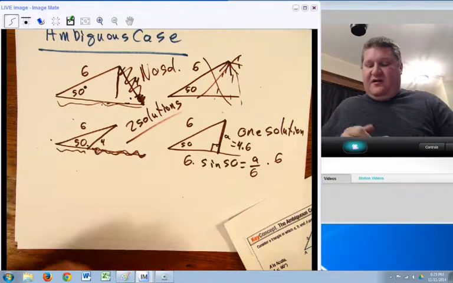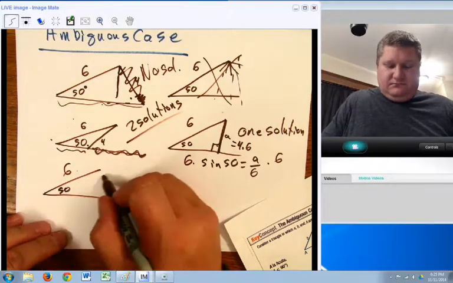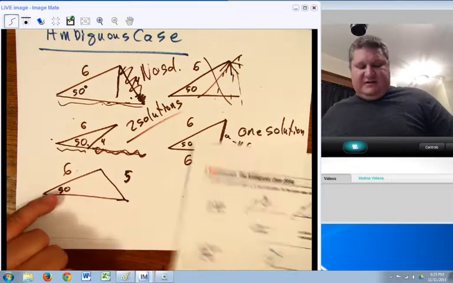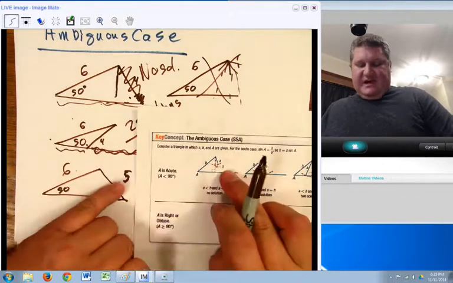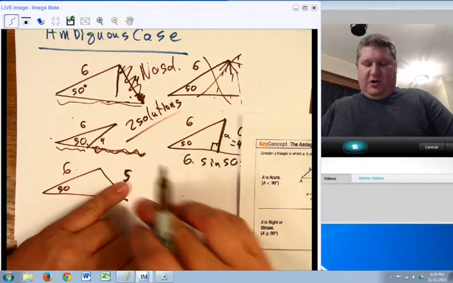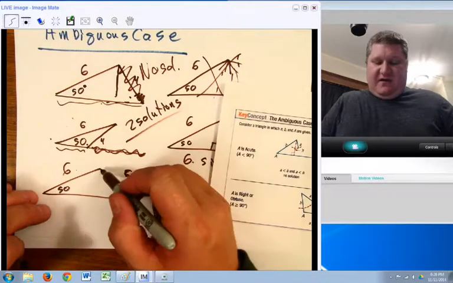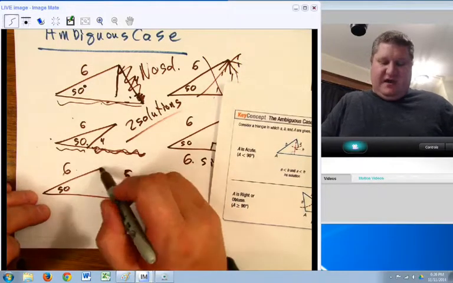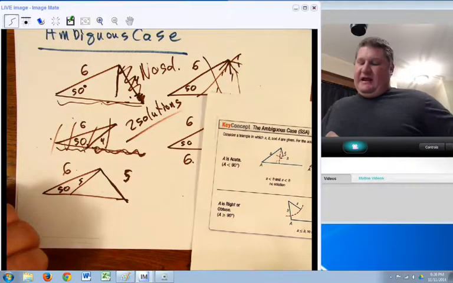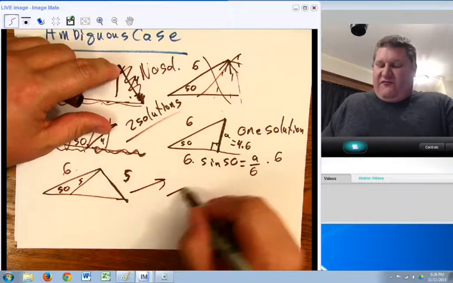What we'd be afraid of is if we have something like this. A 5. Now, is it acute? Yep. Is this side opposite smaller than 6? Yes. But is it too long to make a perfect right angle? Yes. So now we have this situation where the 5 could kick out this way, or the 5 could kick in this way. And in that case, we have an ambiguous case. What we're going to need to do is solve both options.